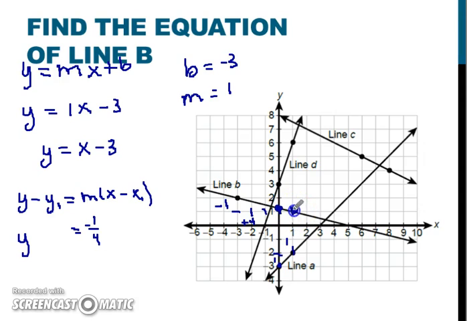So if I use this point here, that's the ordered pair (1, 1). In point-slope form, y minus my y coordinate of 1 equals my slope of negative 1/4 times x minus my x coordinate of 1. And then this would be the equation of that line. You could transfer it into slope-intercept form by distributing the negative 1/4 through the second set and then solving for y. But you can leave it right now as point-slope form.